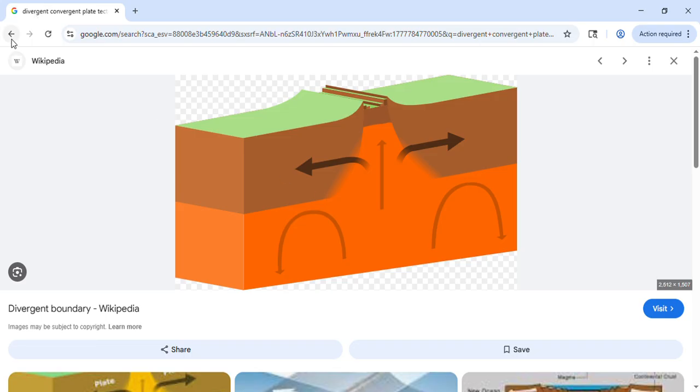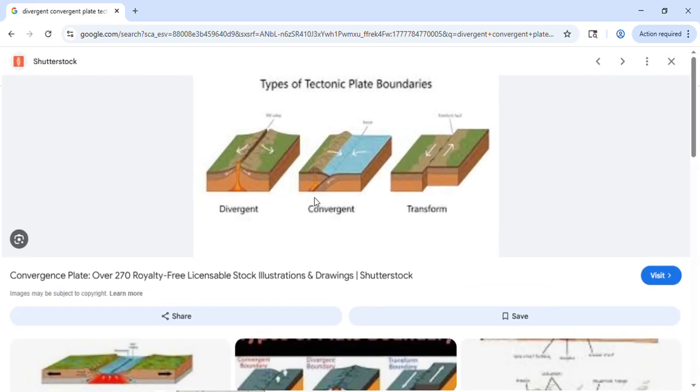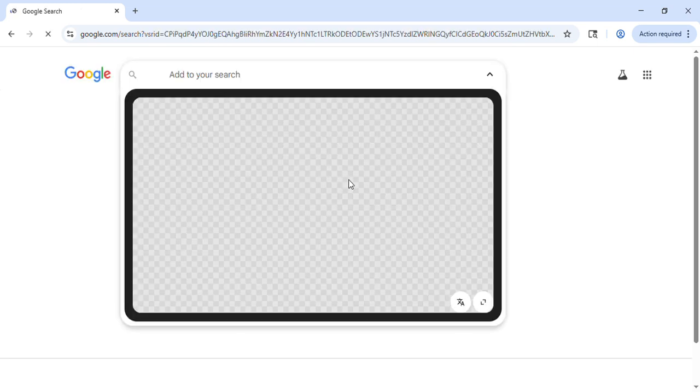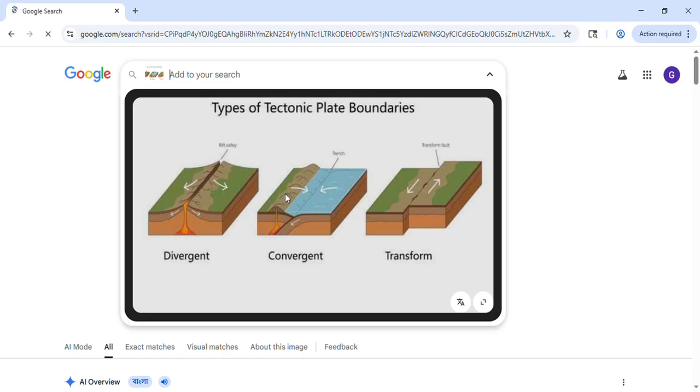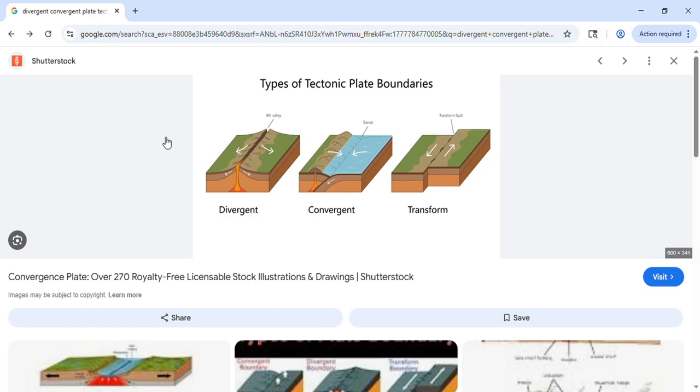So, to conclude the plate tectonic theory: plate tectonics is the grand unified theory of earth science. It explains the birth of mountains, the widening of oceans, and the occurrence of earthquakes and volcanoes. It teaches us that our planet's surface is in a state of constant recycling.